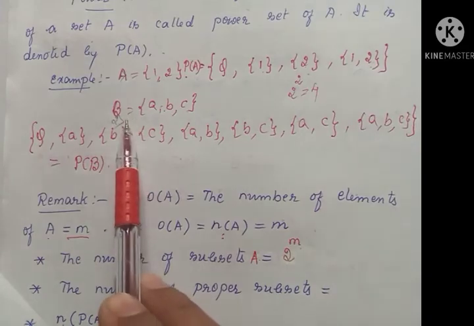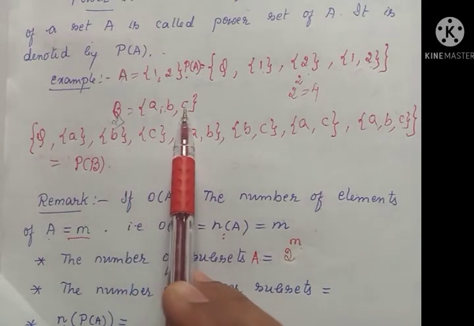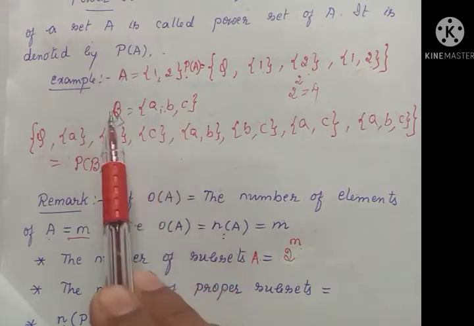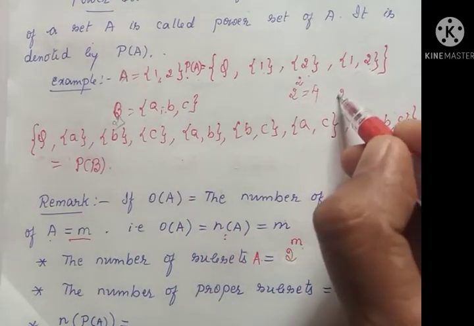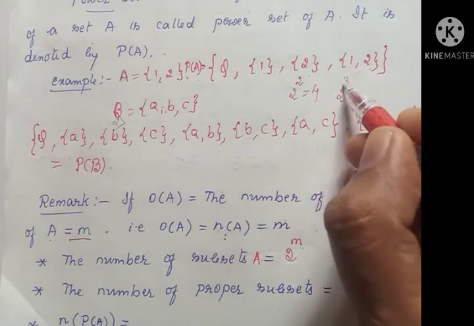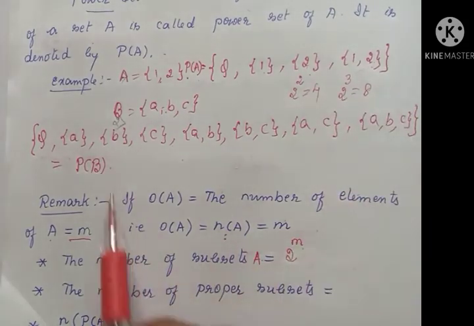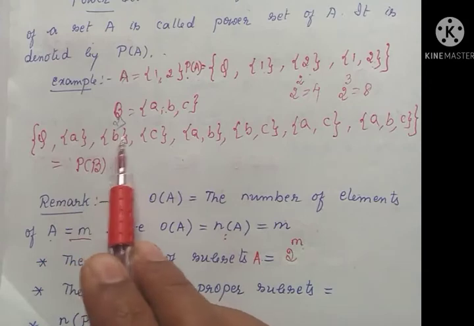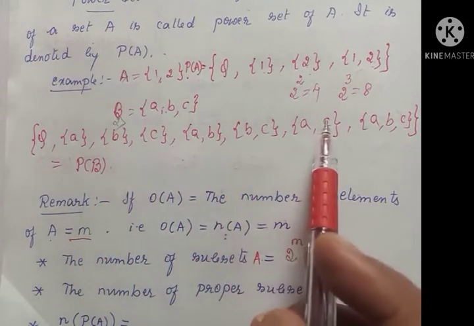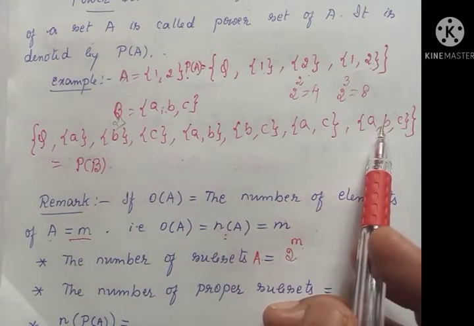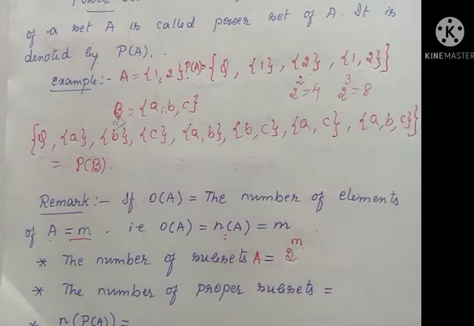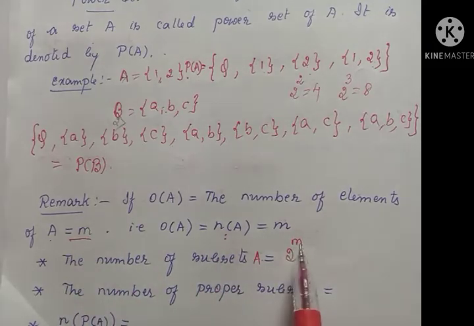If I take this example, {a, b, c} having 3 elements, the number of subsets of this set B is 2 to the power m. m is 3, so 2 to the power 3 is equal to 8. Check: 1, 2, 3, 4, 5, 6, 7, 8. Total 8. Therefore, 8 subsets. So the number of subsets of a given set A having m elements is 2 to the power m.